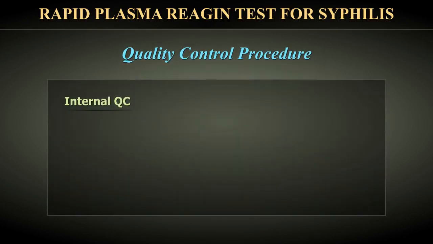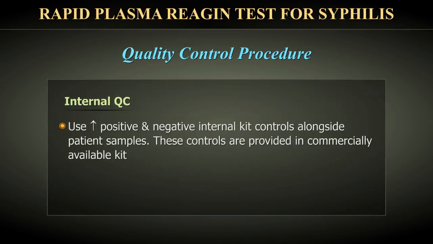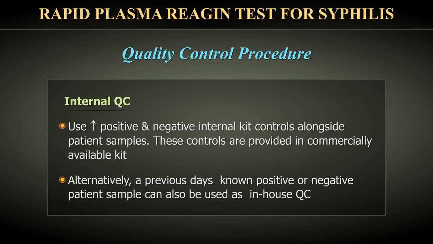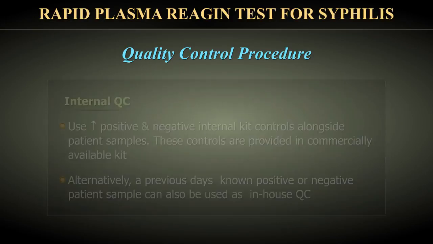Internal quality control. Use positive and negative internal kit controls alongside patient samples. These controls are provided in commercially available kits. Alternatively, a previous day's known positive or negative patient sample can also be used as in-house quality control.